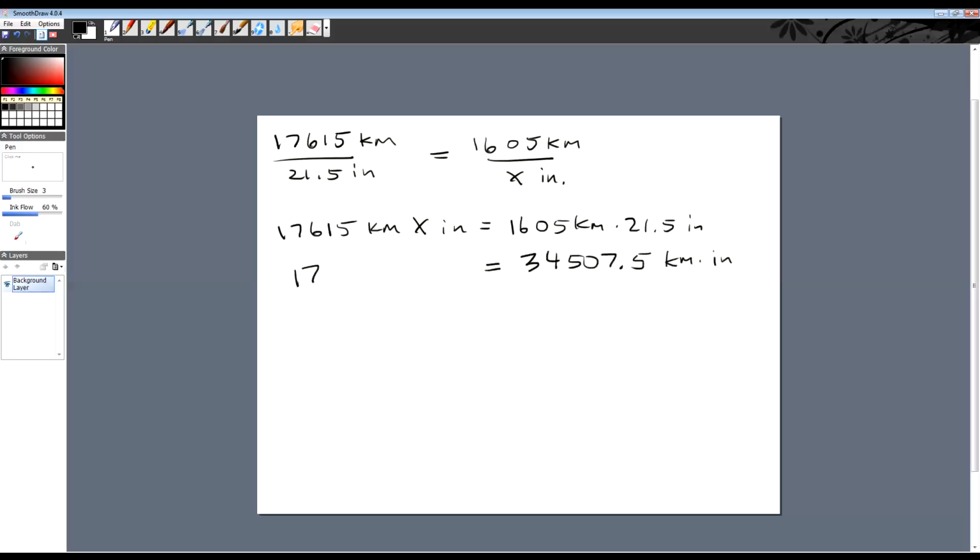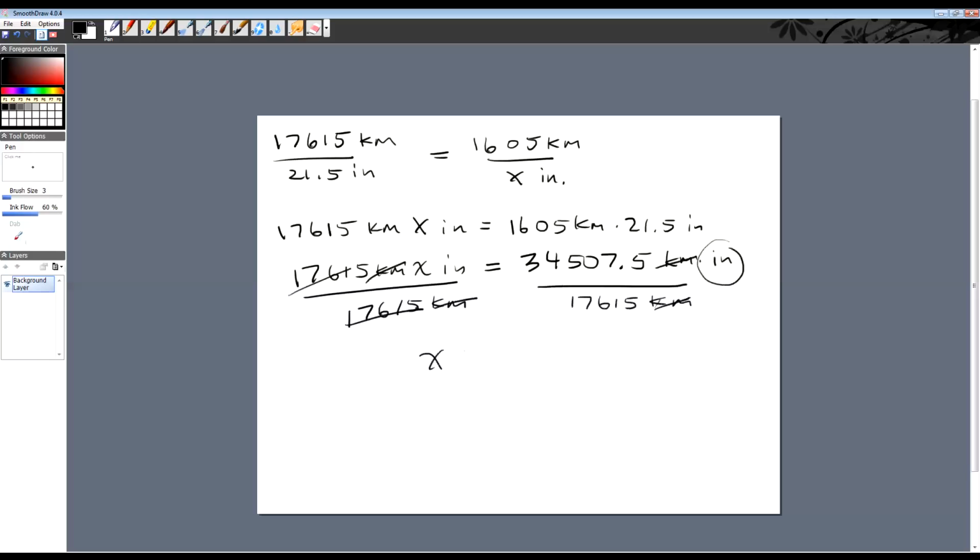And then we have 17,615 kilometers times x inches. So if we divide both sides here by the 17,615 kilometers, the number divided by itself is 1. Kilometers cancel out as well, and kilometers cancel out over here. So all you're left with is inches in your solution. So x equals 2 inches. So, sorry about that confusion. The actual distance on the globe between Paris and Stockholm is 2 inches.